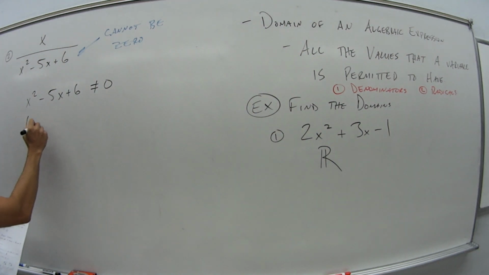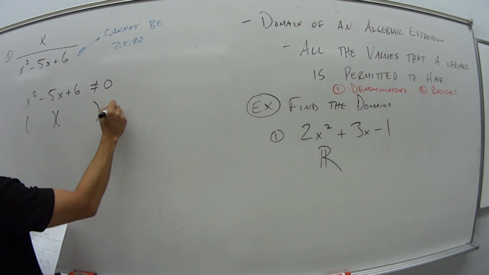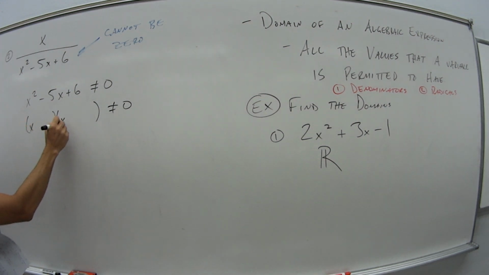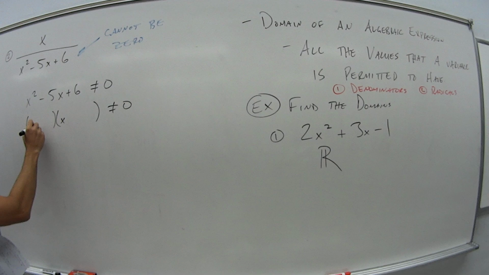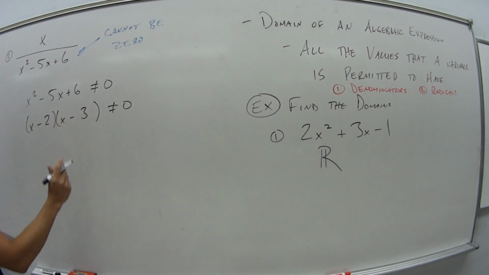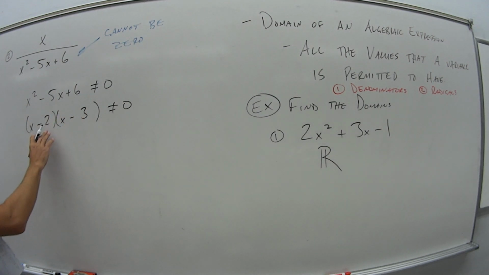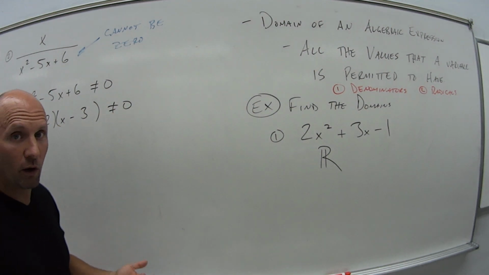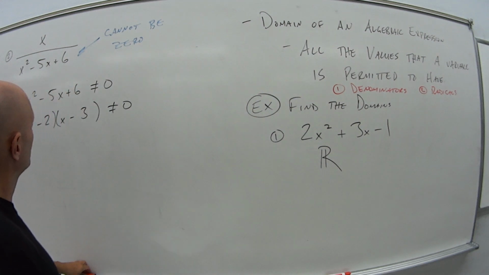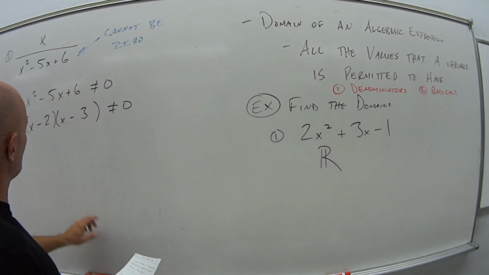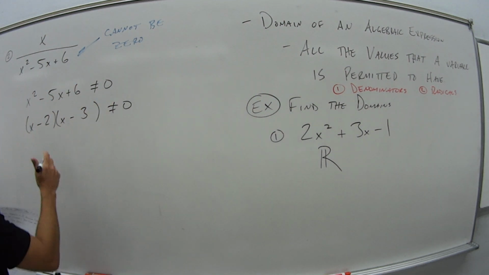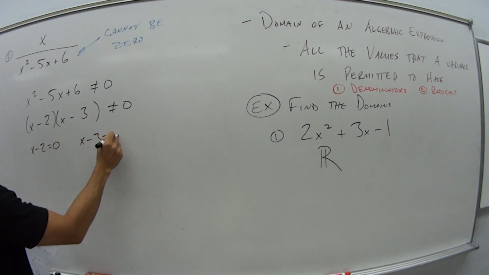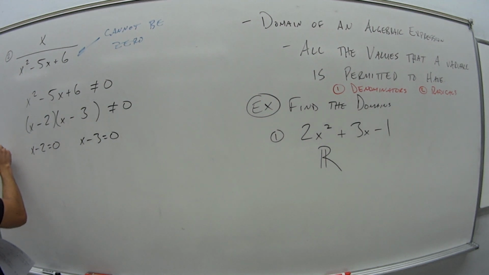If I factor this, and this is why we did the whole last section, this is what? This is x minus 2 times x minus 3, which can't be 0. So we're using the zero property rule. If these can't be 0, I want to find out what values will make this 0. So what value makes x minus 2 equal 0? What makes x minus 3 equal 0? Again, this is by the zero property rule.